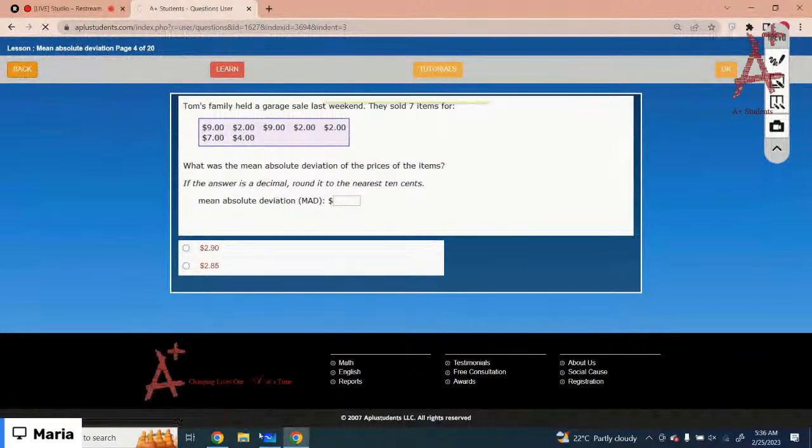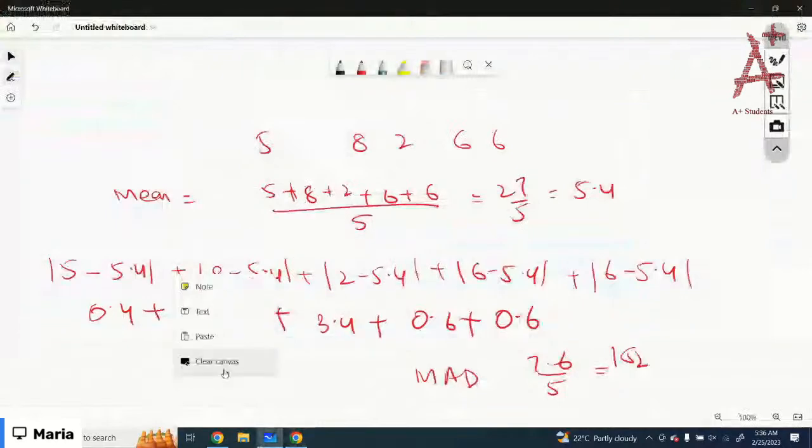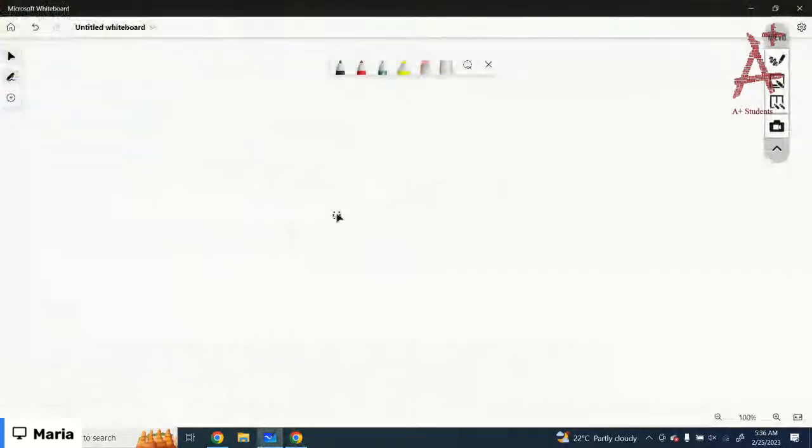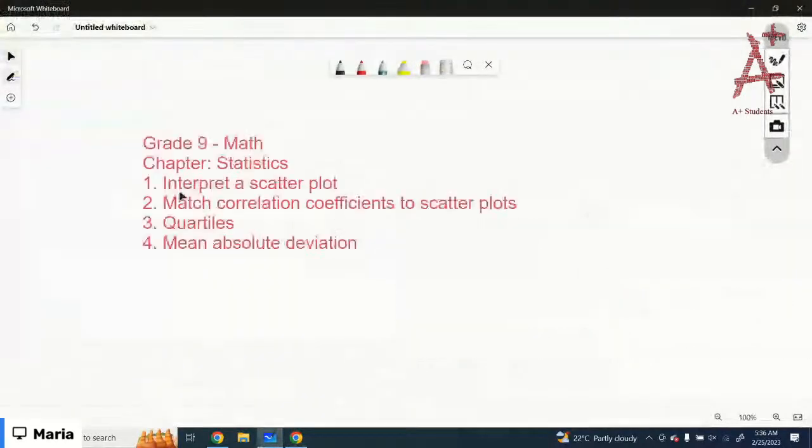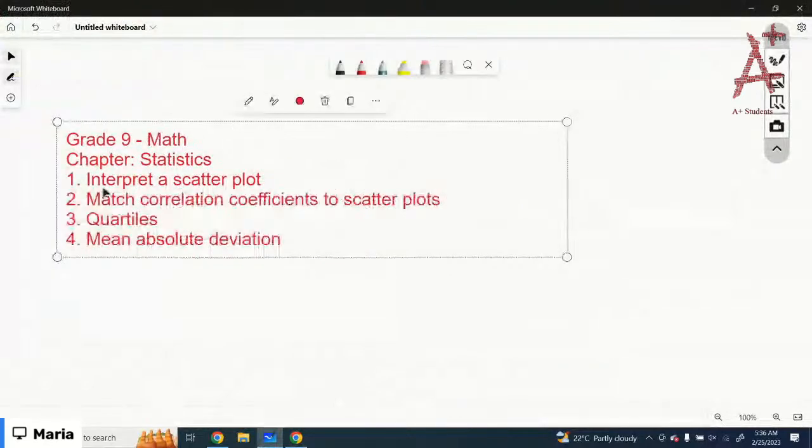So we are working on grade 9 maths. The chapter we're working on is statistics, and the lessons we have covered today are interpret a scatter plot, match correlation coefficients to scatter plots, quartiles, and mean absolute deviation. Please make sure before the next session you complete all the test questions for the lessons we did today.